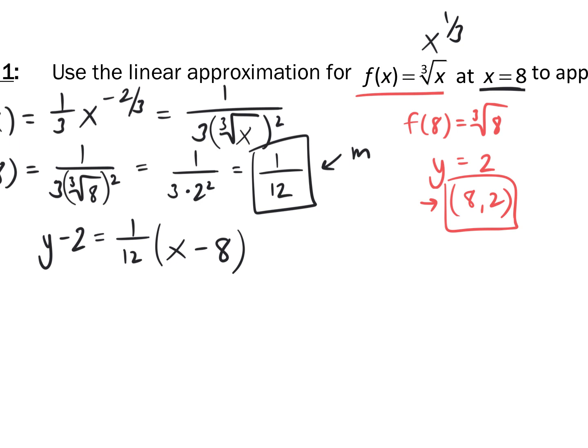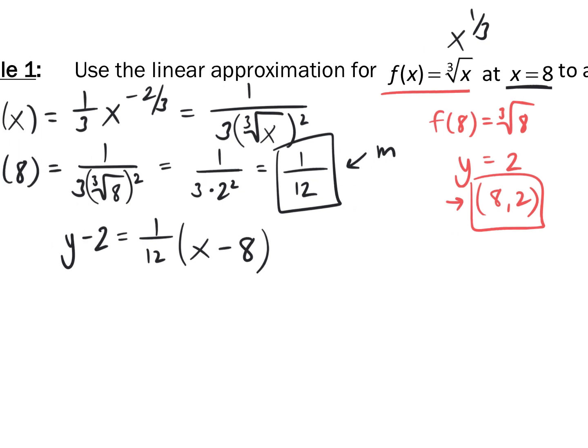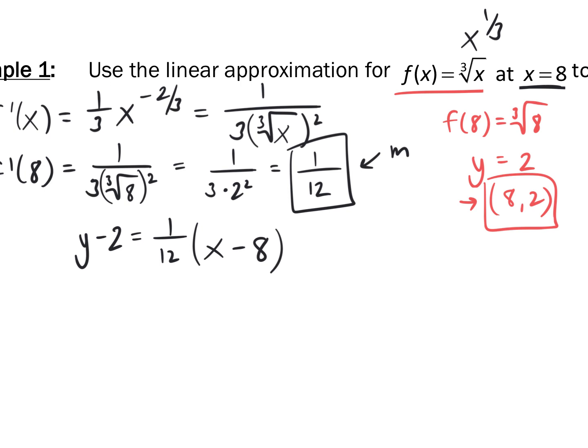Okay, so local linearization, local linear approximation, same thing, okay? We're going to simplify this so that y is all by itself on the left-hand side. So L of x is equal to 2 plus 1/12 times x minus 8. Okay, y and L of x in this case, those are the same thing. What is the approximation of our line at that point where x is equal to 8?